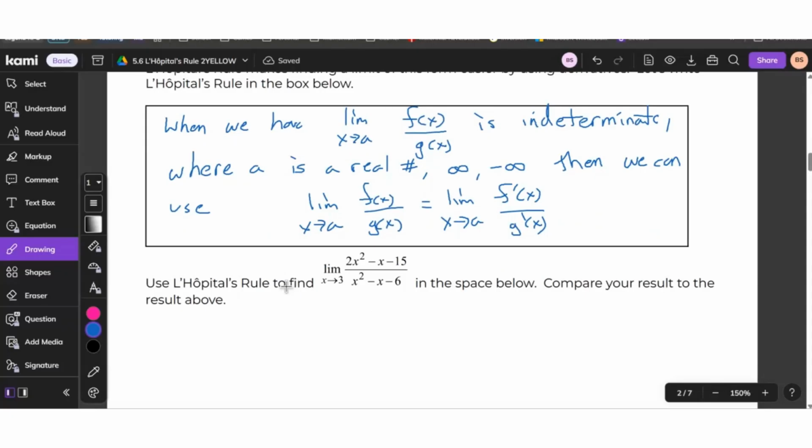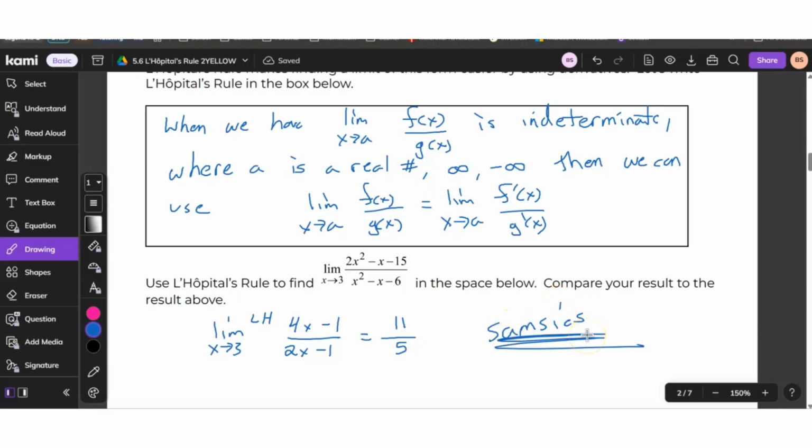I understand. So, this is the same function. Can we take the derivative? Can we use L'Hopital? Yes. All right, so this is how we're going to do it. We're going to write a limit as x approaches 3. We're going to write L'Hopital, LH. What is the derivative of the top? 4x minus 1. What is the derivative of the bottom? 2x minus 1. Then we plug in 3. 12 minus 1, 11. 6 minus 1, 5. Samesies. That is very easy. That easy. Told you you're going to like it. L'Hopital. Aren't you all excited about L'Hopital?